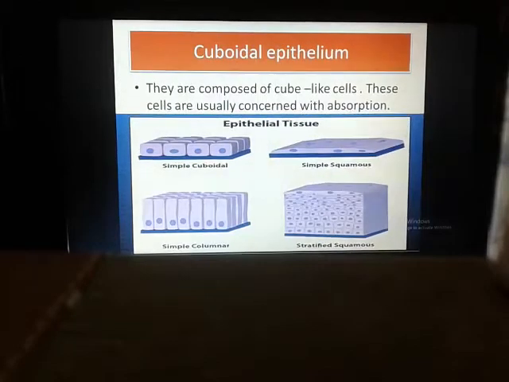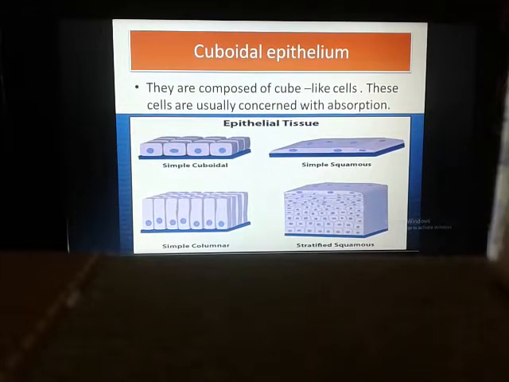Coming to cuboidal epithelium. They are composed of cube-like cells, and these cells are usually concerned with absorption. This is your cuboidal epithelium. It is like a cube, cube-like structures, that's why it is called cuboidal. So these tissues can be used for the purpose of absorption.